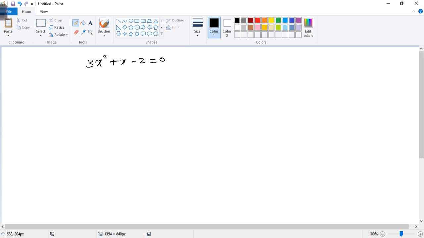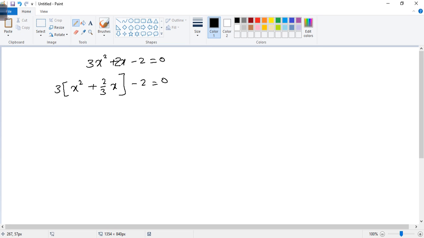What we're going to do here? So we have 3x squared plus 2x minus 2 equals 0. Now what we do here, we take 3 outside, so here it will be x squared plus 2 over 3x, and we close this, minus 2 equals 0. We work it out like that.